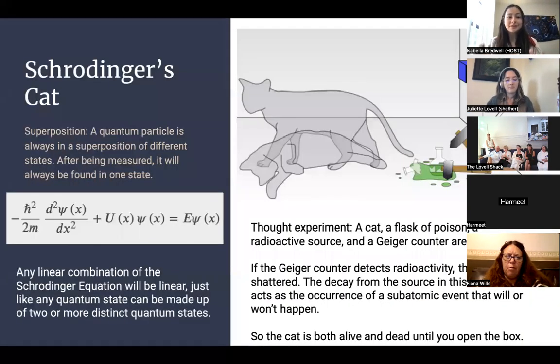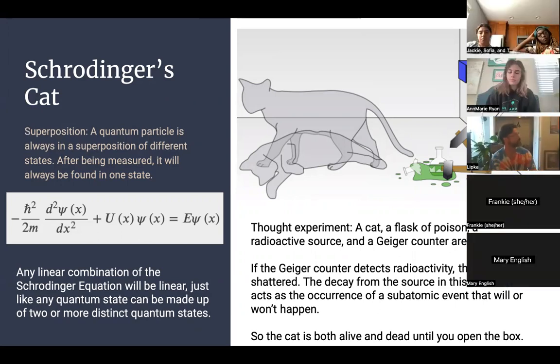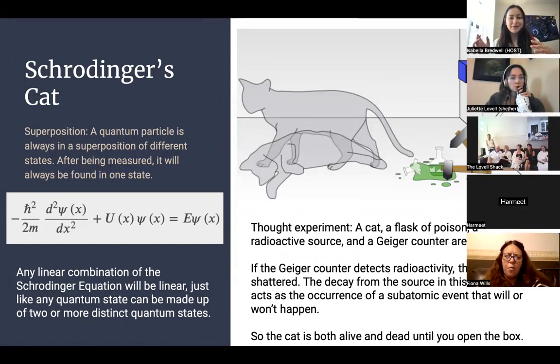But okay, Schrodinger's cat, I'm sure many people have heard of this thought experiment. I think it's a good way to understand the behavior of atoms. Just to be clear, a cat is way too big of an object for this to be real. So this is more just to illustrate how weird atoms can be. But it comes from this principle of superposition, which Heisenberg's uncertainty leads into.